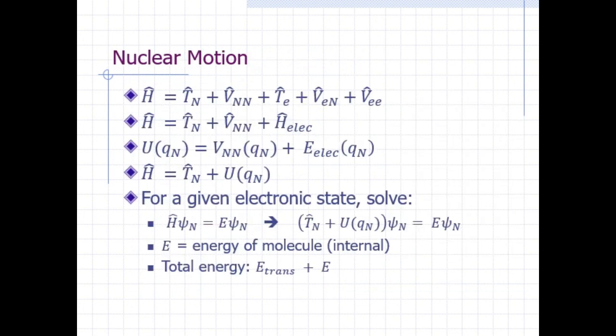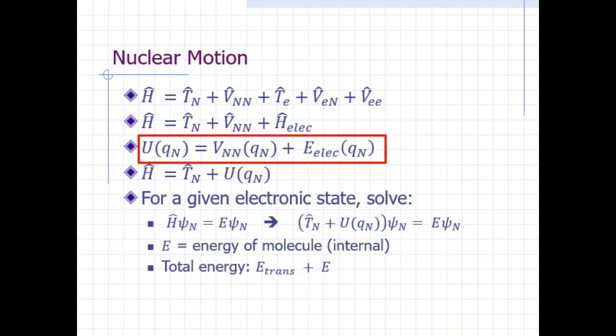Let's go back to our Hamiltonian for the internal motion. Recall that we defined the electronic Hamiltonian as the sum of the operators that depend on electronic coordinates. By applying the Born-Oppenheimer approximation, we are able to calculate the molecular potential energy function, which depends only on the nuclear coordinates, but accounts for electronic energy and the potential energy due to repulsions among the nuclei.